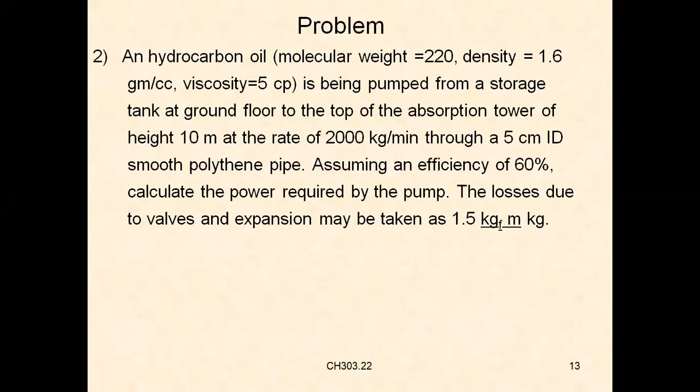A hydrocarbon oil, molecular weight 220, density is equal to 1.6 gram per cc, viscosity is equal to 5 cp, is being pumped from a storage tank at ground floor to the top of an absorption tower of height 10 meters at the rate of 2000 kg per minute through a 5 centimeter ID smooth polythene pipe. Assuming an efficiency of 60%, calculate the power required by the pump. The losses due to walls and expansion may be taken as 1.5 kg force. So first you read out the problem clearly.